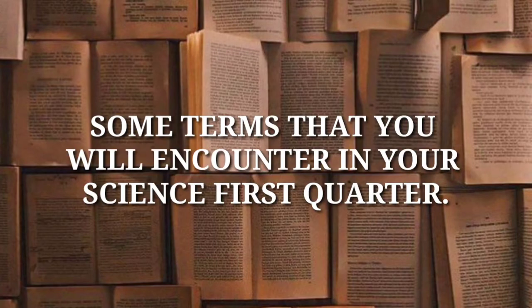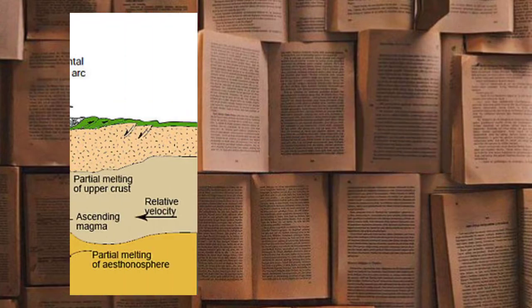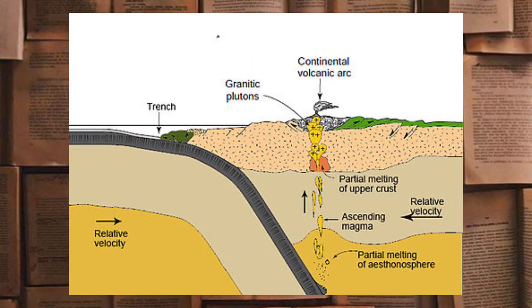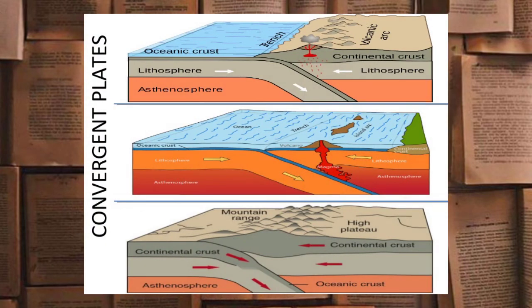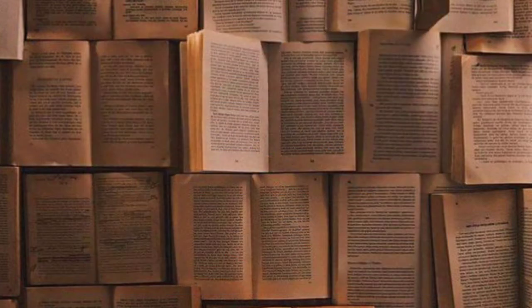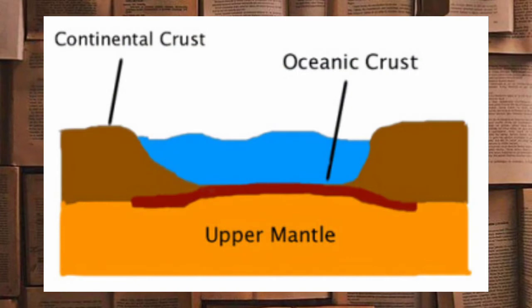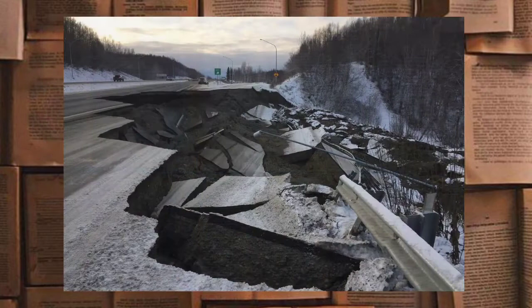Some terms that you will encounter in your science first quarter. Continental volcanic arc: mountain formed in part by igneous rock activity associated with subduction of oceanic lithosphere beneath a continent. Convergent boundary: a boundary in which two plates move towards each other, causing one of the slabs of the lithosphere to subduct beneath an overriding plate. Continental crust: the thick part of the Earth's crust, not located under the ocean. Oceanic crust: the thin part of Earth's crust, located under the ocean.